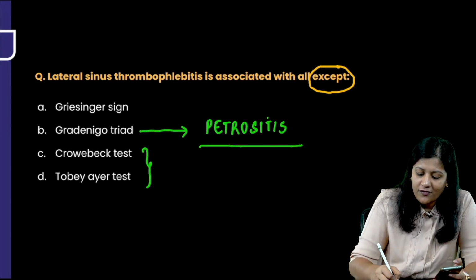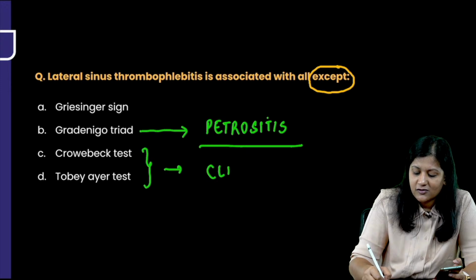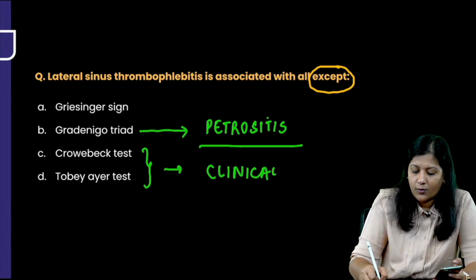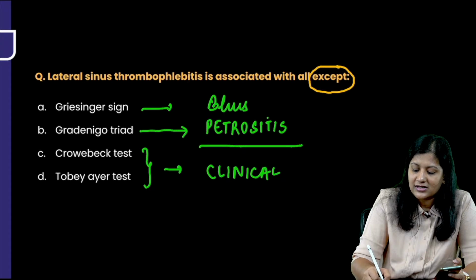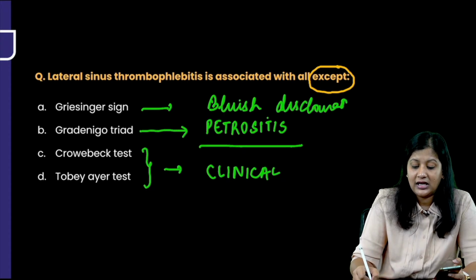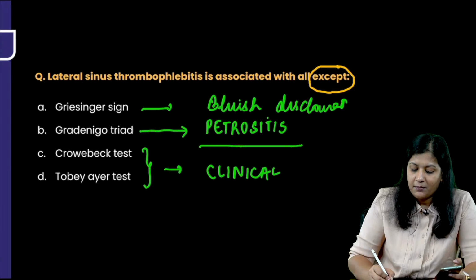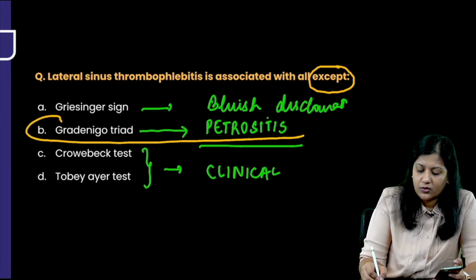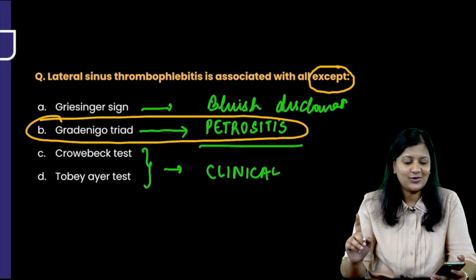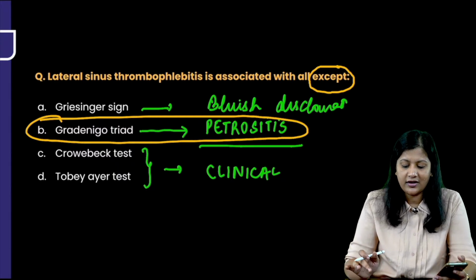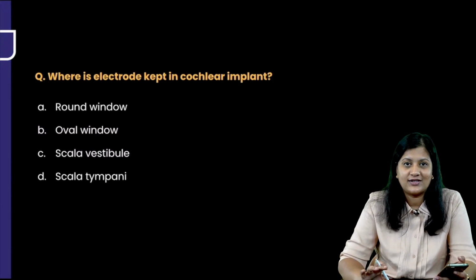So both of them are clinical tests for lateral sinus thrombosis, whereas Griesinger sign is nothing but bluish discoloration of the mastoid, and all of these are seen in lateral sinus thrombosis. Petrositis will present to you with Gradenigo's triad and not with lateral sinus thrombosis. So I'm sure all of you got the answer. Let's go to the next question.